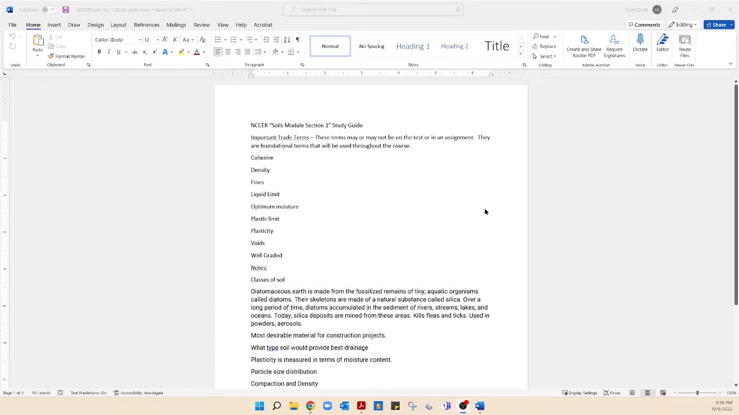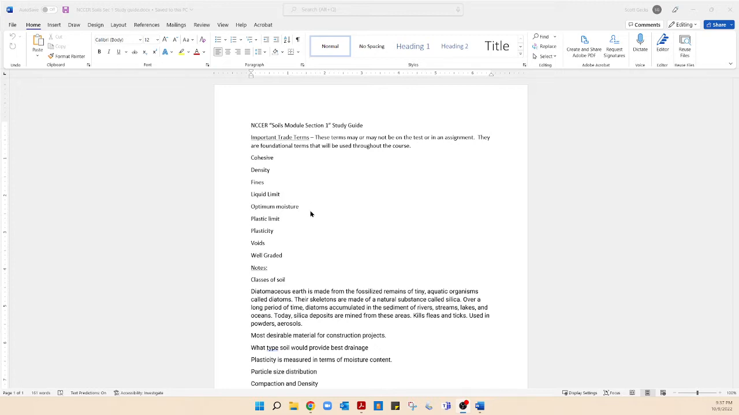You will find some trade terms. These are the ones I consider very important, and not so much because they're going to be on the test, it's just that they're going to be important going forward. Liquid limit is an Atterberg limit. You'll understand what that means in a little bit. It tells you when a liquid is turned into a semi-solid and on to a solid, and then the plastic limit will be the point at which that solid starts turning back into a liquid. Those points or indexes are important in classifying soil.